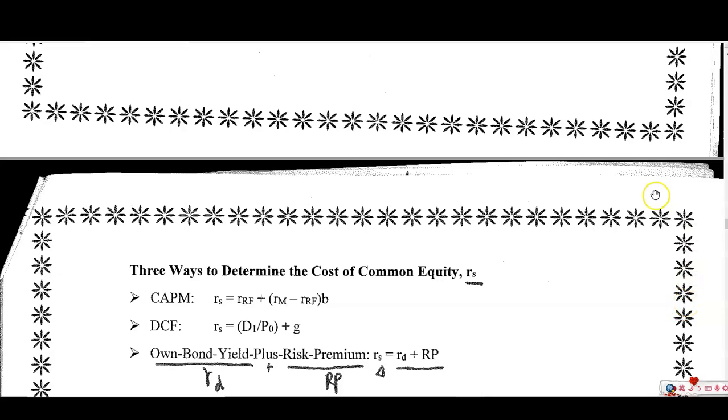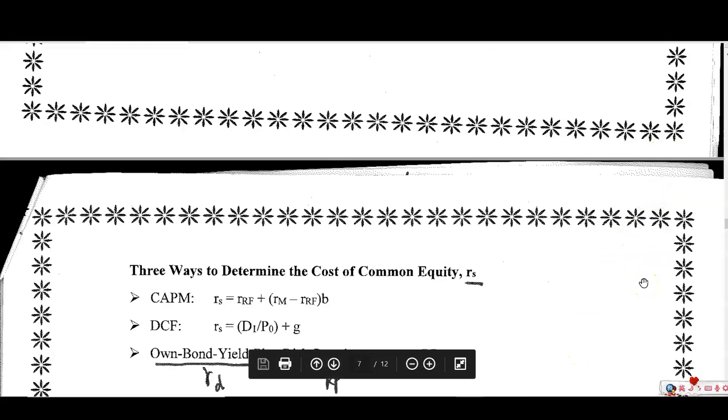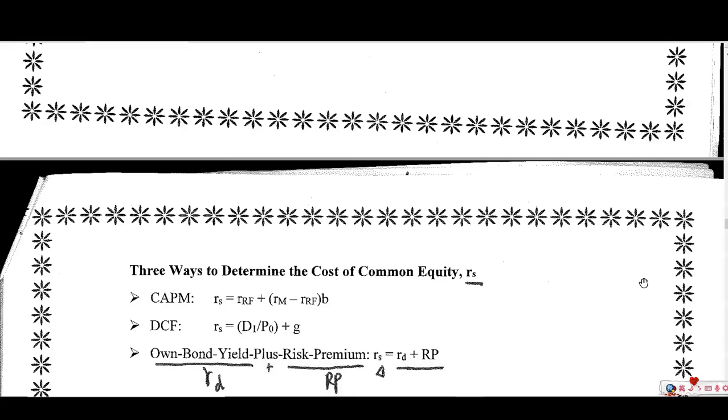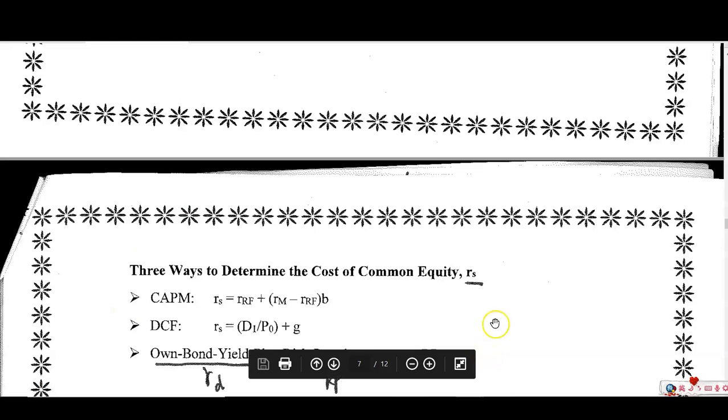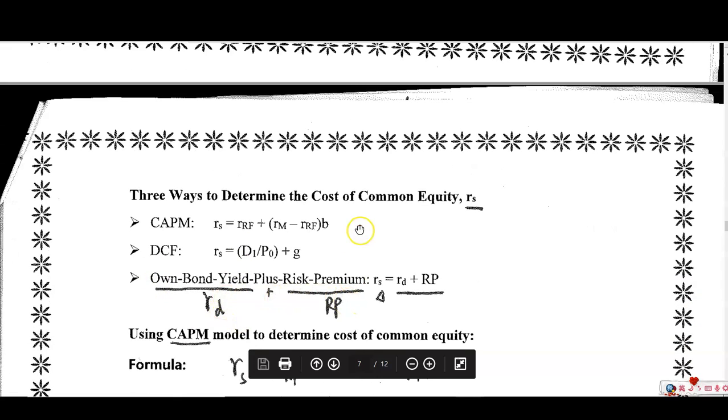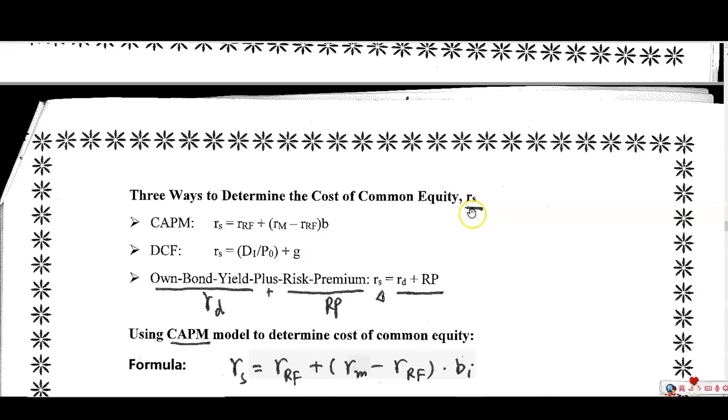Hello class. So for the first video, we discussed the definition and the formula for WACC, and we had the case of Coleman Technologies. Based on the information we know about the firm, we tried to calculate the cost of debt and cost of preferred stock for the firm. And for the third component, cost of common equity, I was encouraging you to work on your own using 3 ways: CAPM, constant growth model, and own bond yield plus risk premium to calculate cost of common equity.